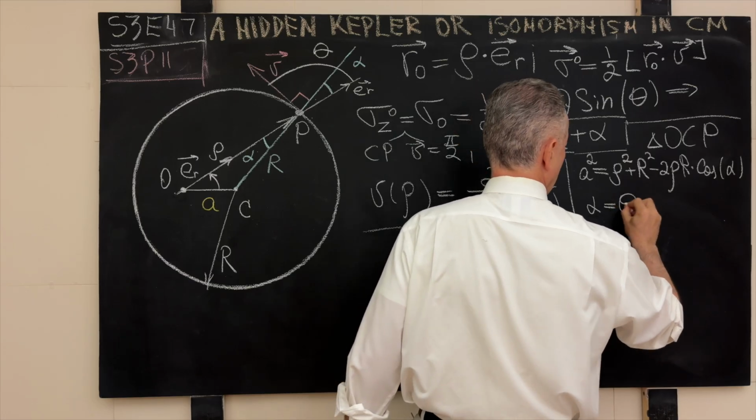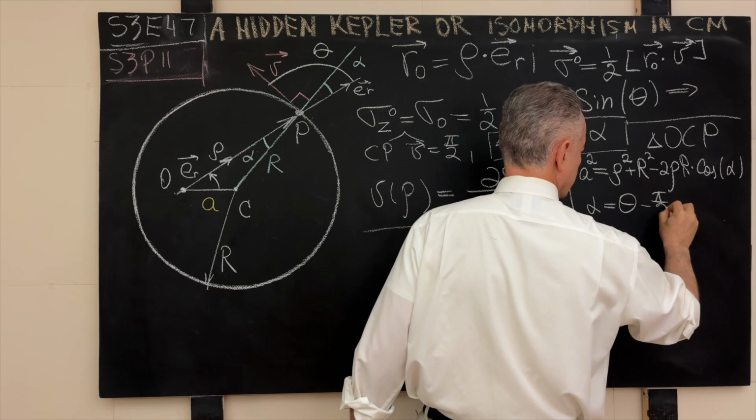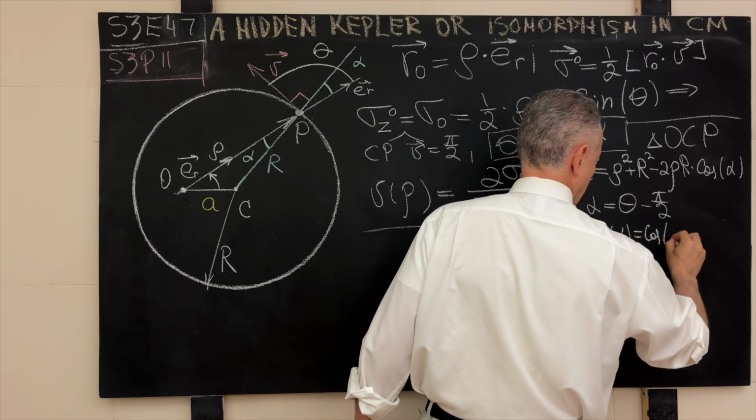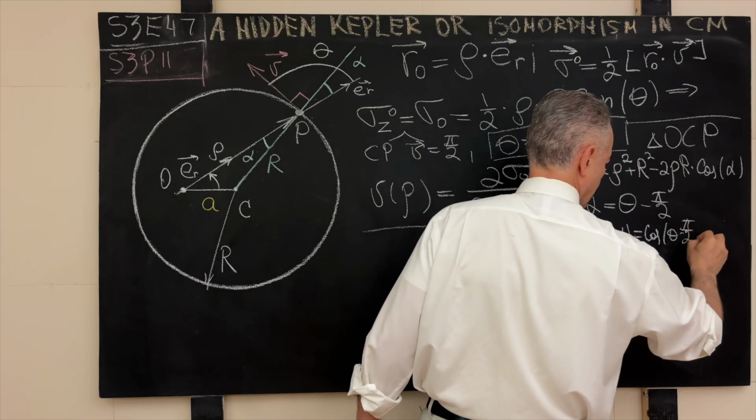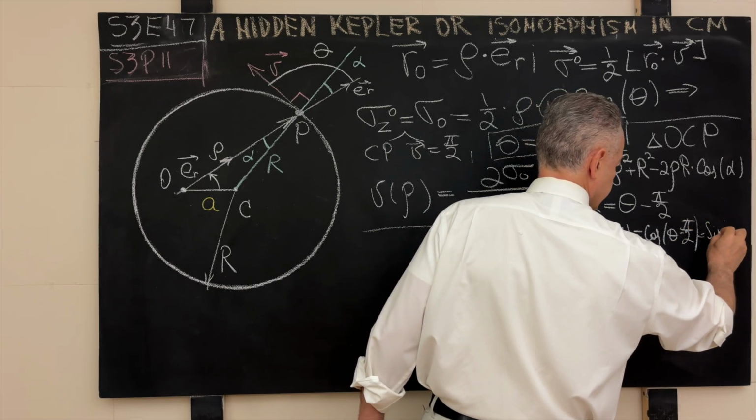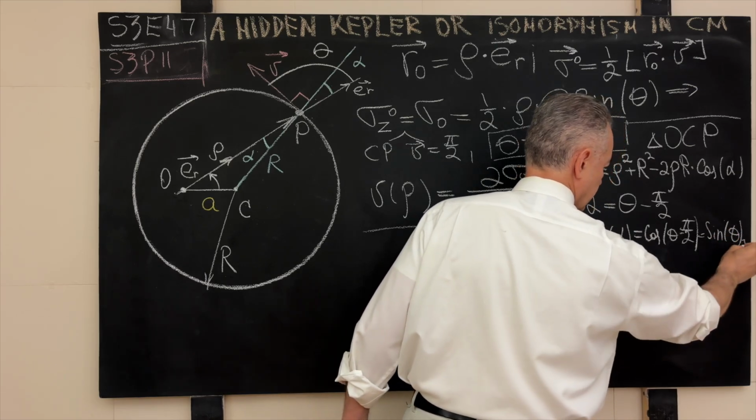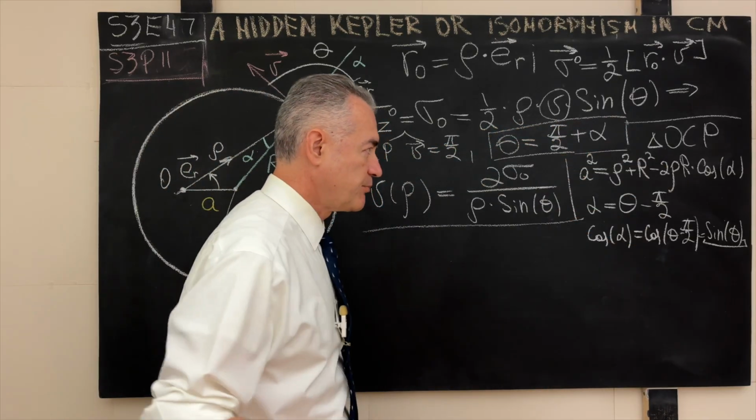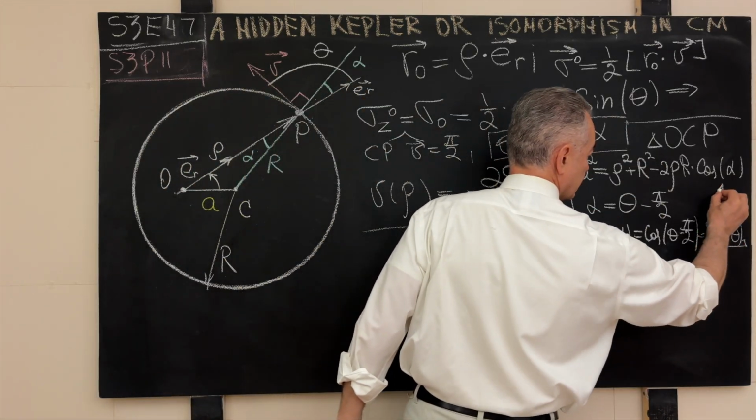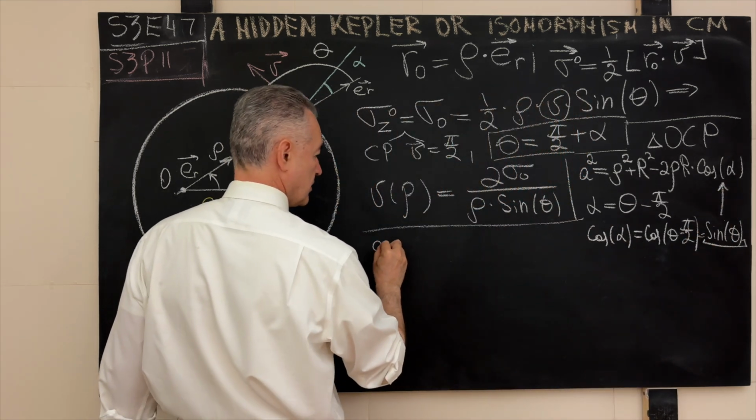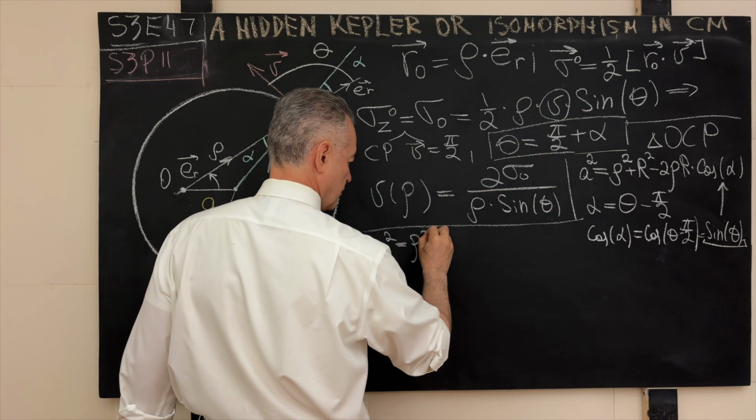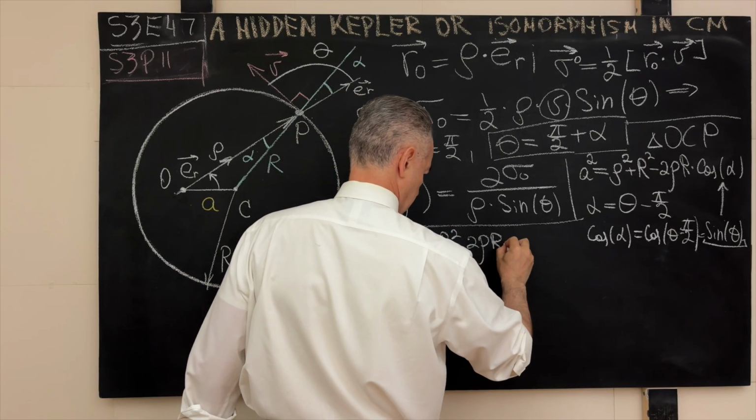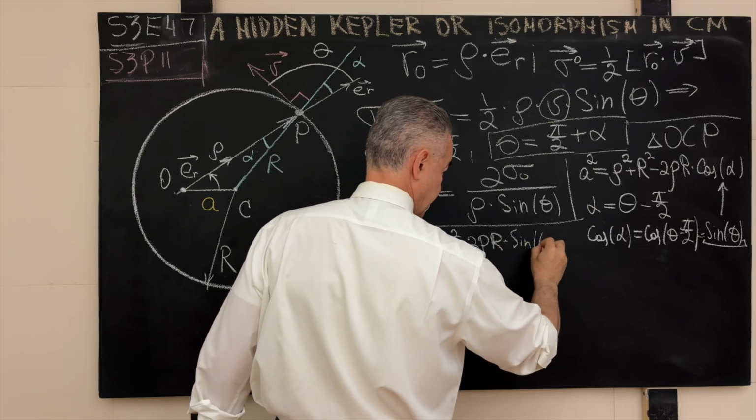Alpha is equal to theta minus pi over 2, and then the cosine of alpha will be the cosine of theta minus pi over 2. This becomes sine of theta, you see, this way. Or we can pull the same maneuver with this sine over here. It doesn't really matter. Pick your favorite. I will use this to put it over here. So now we have, look at this. A square is rho square plus r square minus 2 rho r times sine theta.